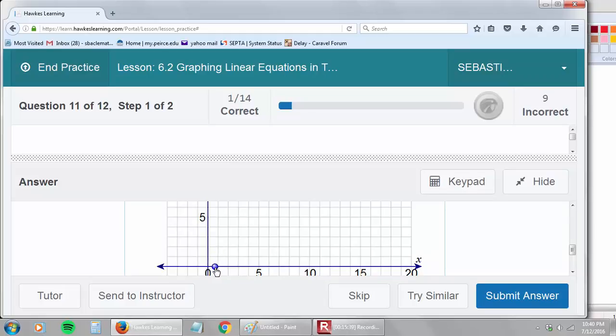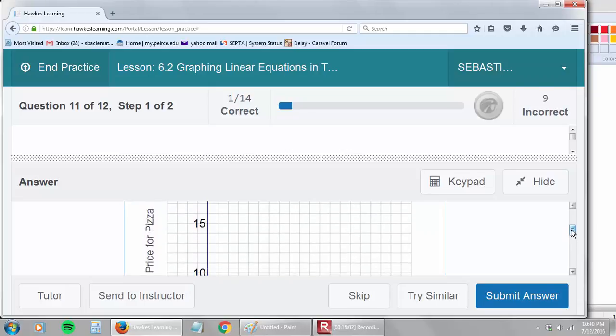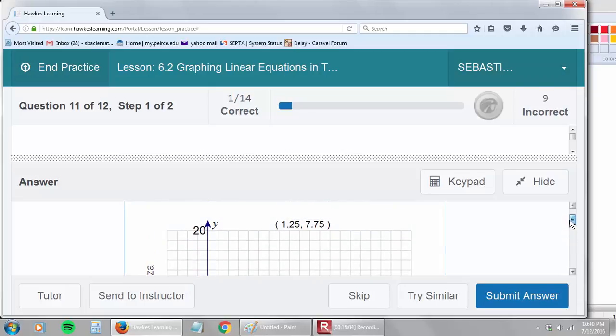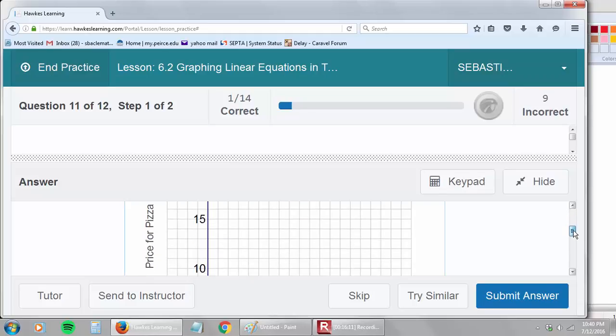So what do I do with this point? I need to go over 1 and then up 1, 2, 3, 4, 5. Okay, I got to go all the way up to 7.75, 6, 7, and then $7.75 is going to be somewhere between 7 and 8, so maybe right around there. Maybe should be a little bit higher, maybe right around there. Now, like I said, it doesn't automatically snap perfectly to the point that you want. Like this, my X is off. It's 1.25 instead of 1. The 7.75 is great. So what am I going to do?